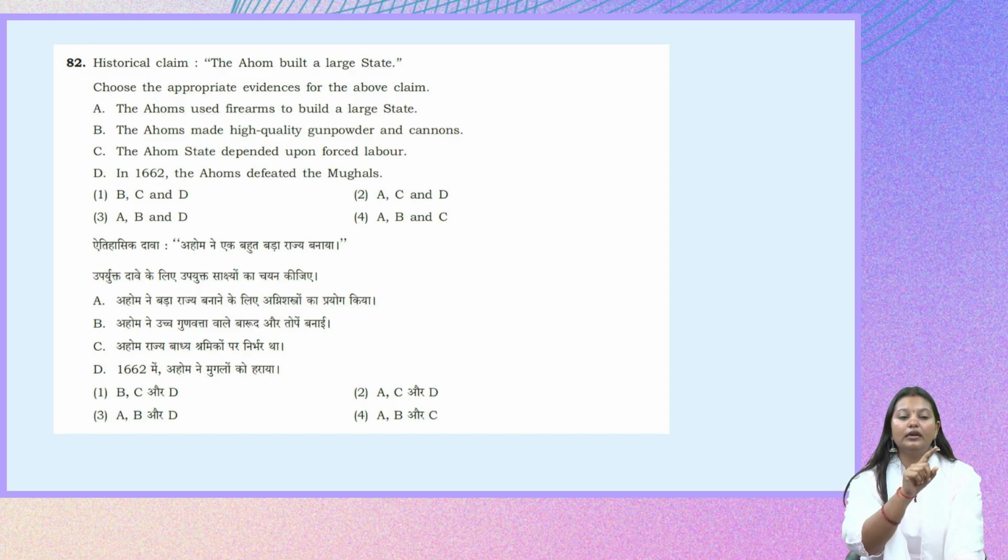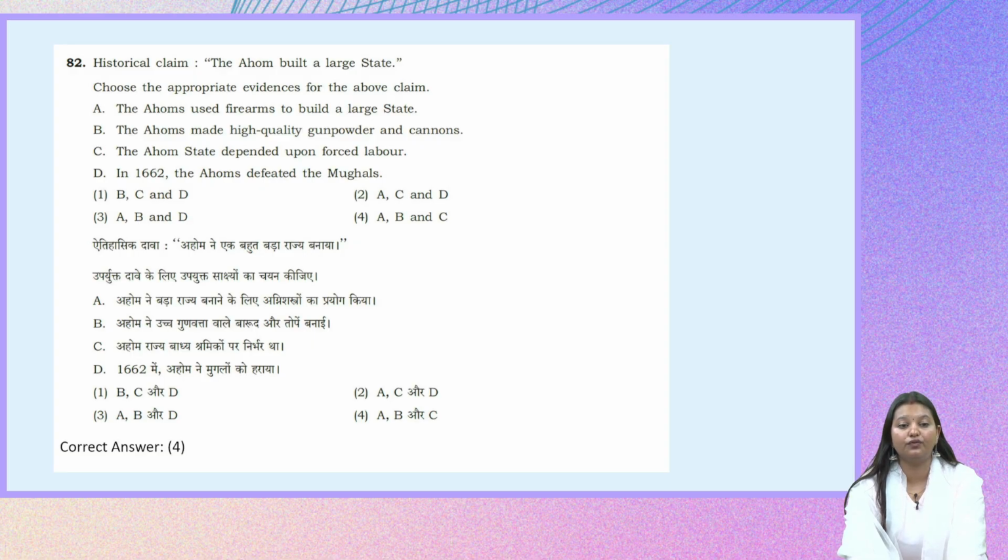This particular statement is wrong. It was not in 1662. At this time, the Ahoms had not defeated the Mughals. The right answer here will be option 4, A, B, and C. So these three evidences are supporting the historical claim that we have in front of us. Let us know a little bit more on this.